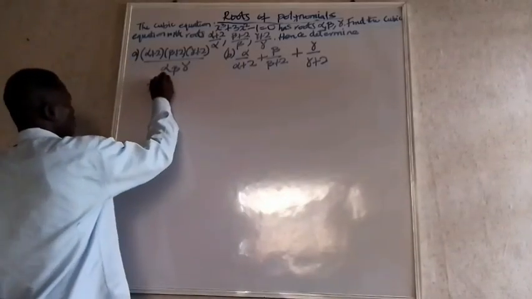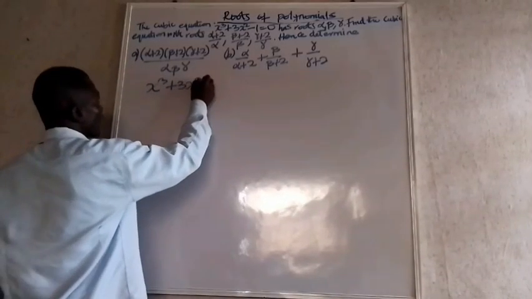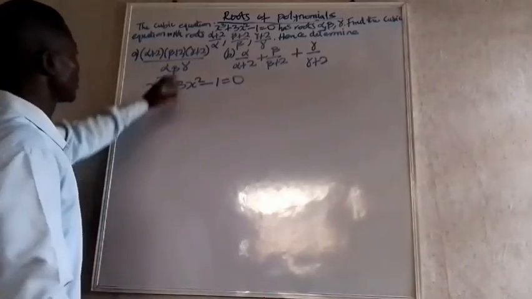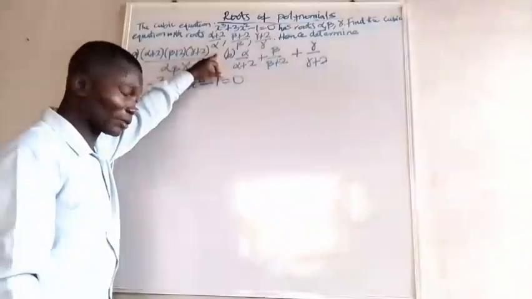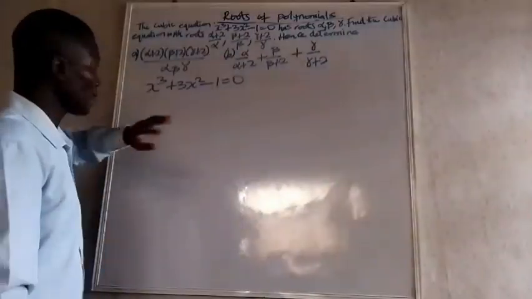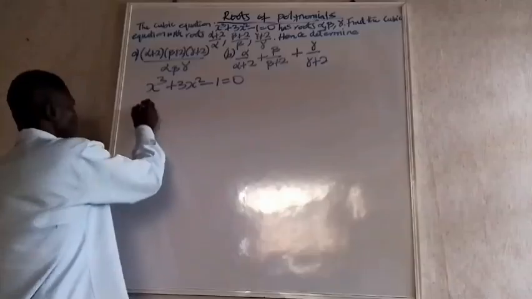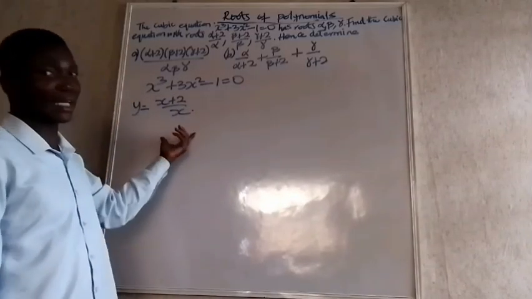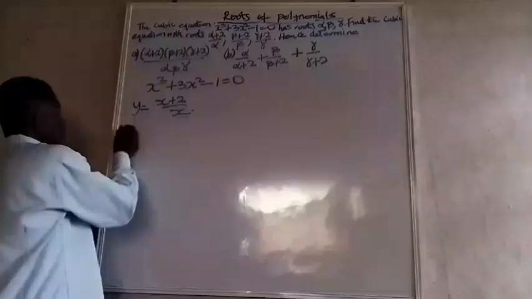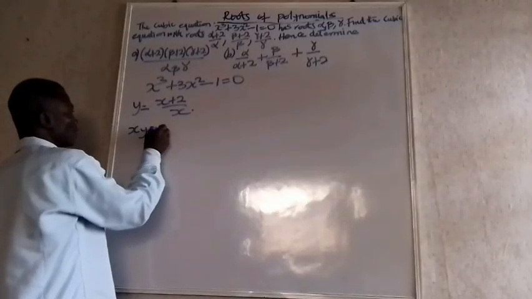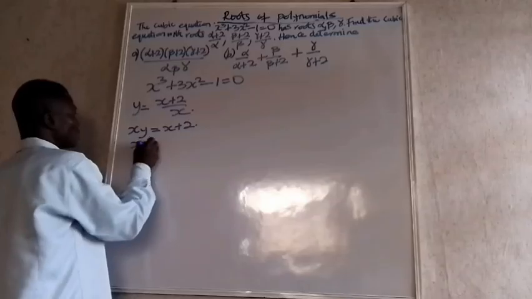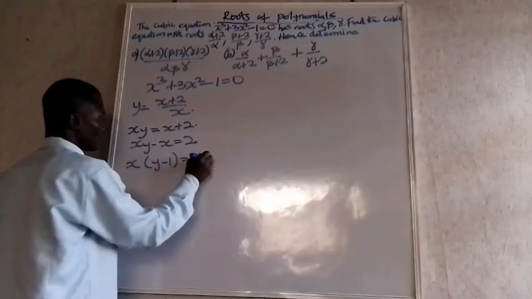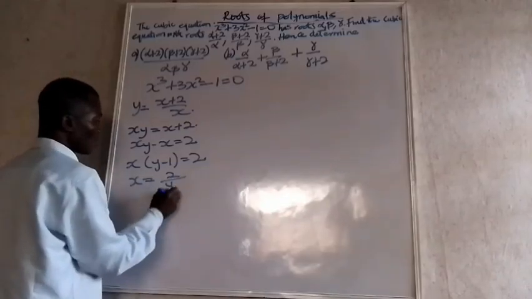The equation is this: x cubed plus 3x squared minus 1 equals 0. And we want to find our equation with roots alpha plus 2 over alpha. So that means x plus 2 over x. So let's make it like this: y equals x plus 2 over x. Now we have to make x the subject of the formula. So we have xy equals x plus 2. So xy minus x equals 2. x into y minus 1 equals 2. So x equals 2 over y minus 1.